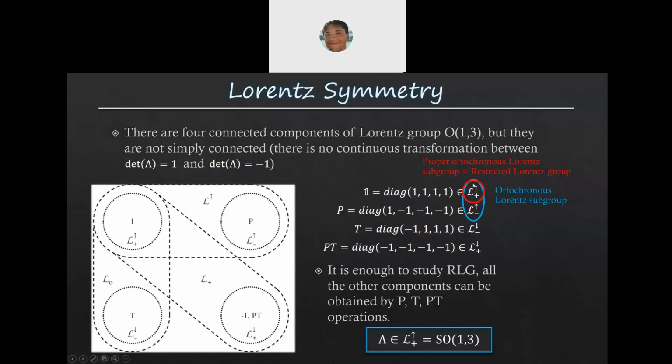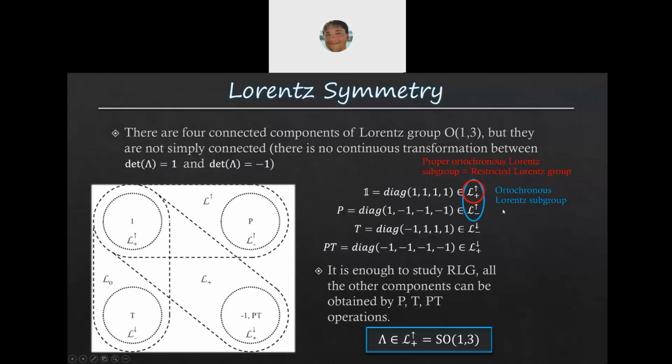First of which is known as the proper orthochronous Lorentz subgroup, also known as the restricted Lorentz group. That's a very long name. And the union of these two sets is also known as the orthochronous Lorentz subgroup. The other ones are the antichronous Lorentz sets. They are not subgroups, since they do not contain the unity element.